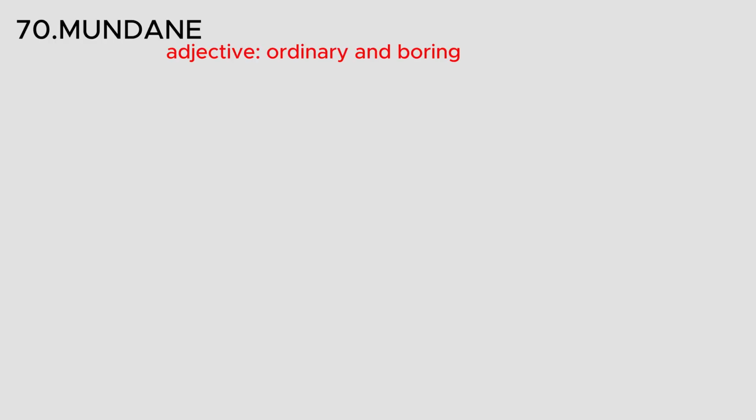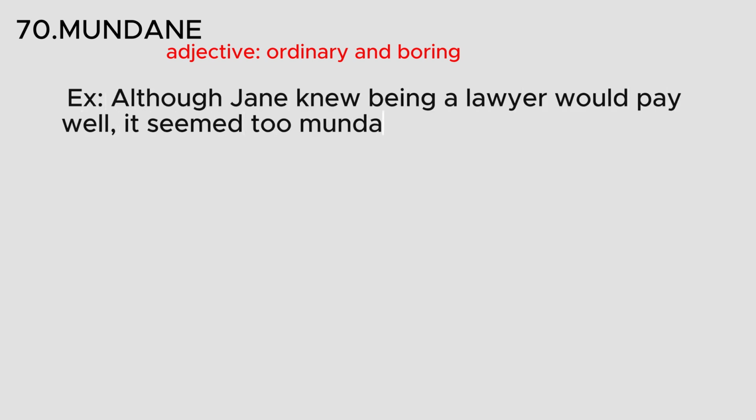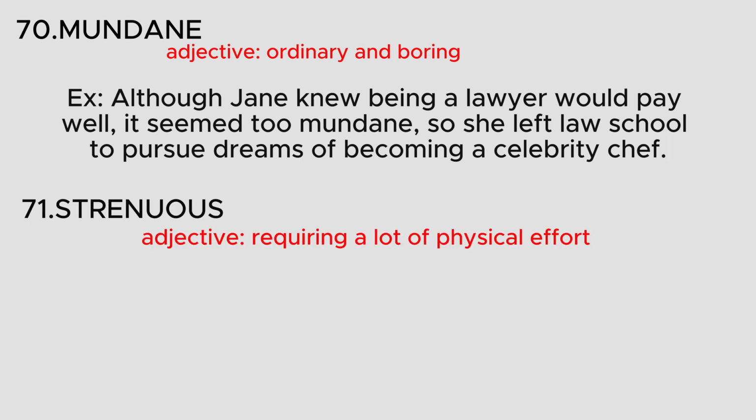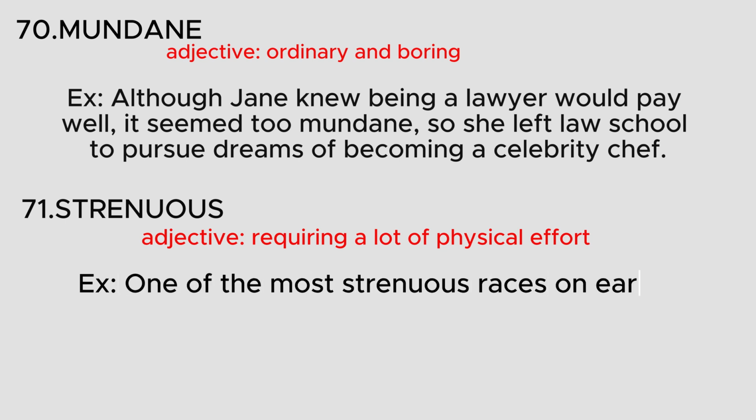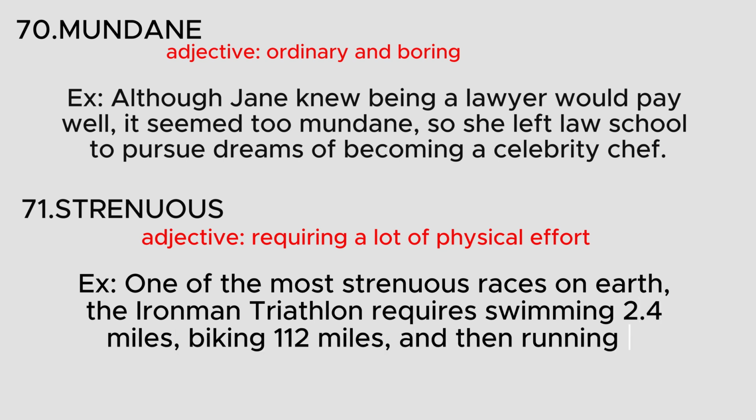Mundane: ordinary and boring. Example: although Jane knew being a lawyer would pay well, it seemed too mundane, so she left law school to pursue dreams of becoming a celebrity chef. Strenuous: requiring a lot of physical effort. Example: one of the most strenuous races on Earth, the Ironman triathlon, requires swimming 2.4 miles, biking 112 miles, and then running a marathon.